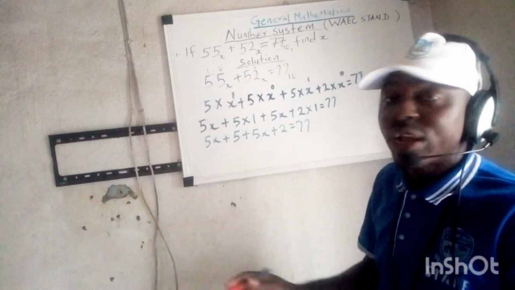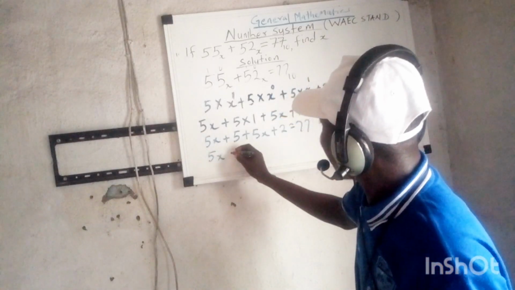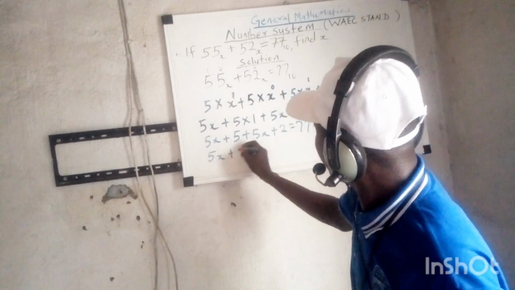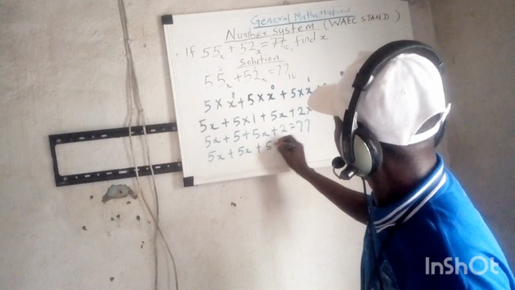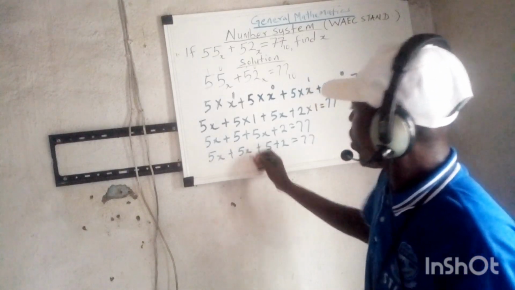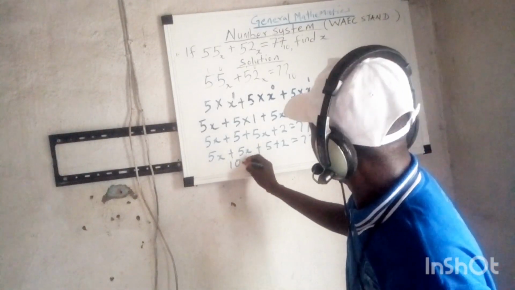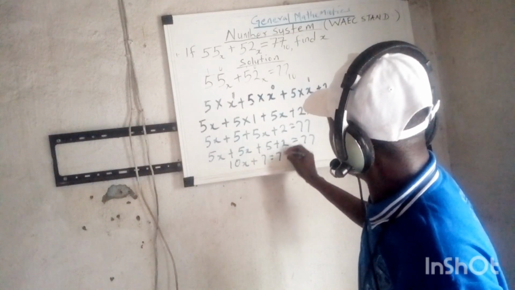There is a need to regroup. To regroup means to rearrange accordingly. So 5x plus 5x plus 5 plus 2 is equal to 77. 5x plus 5x, that is 10x, plus 7 is equal to 77.